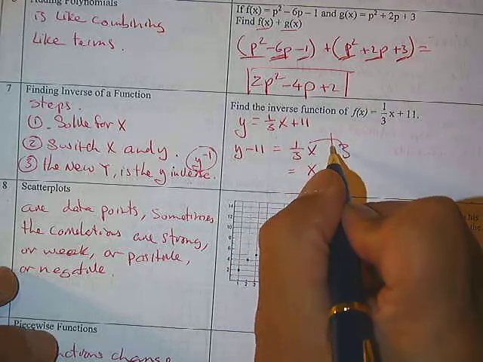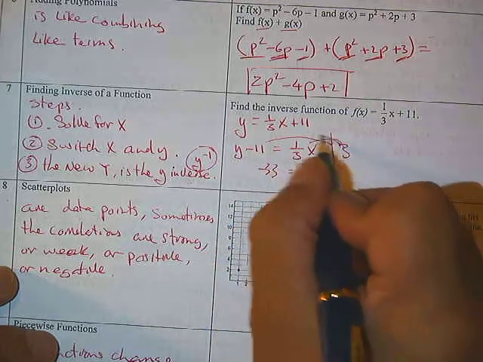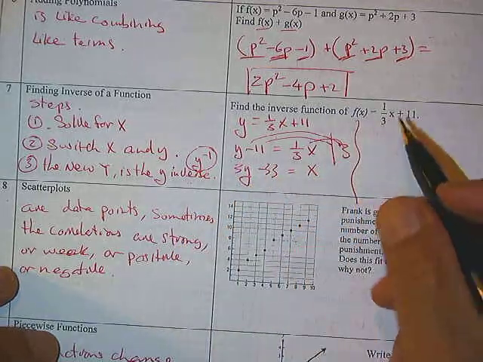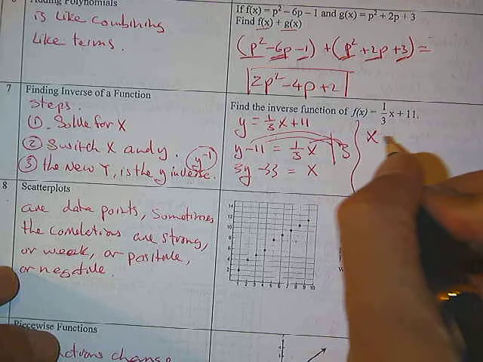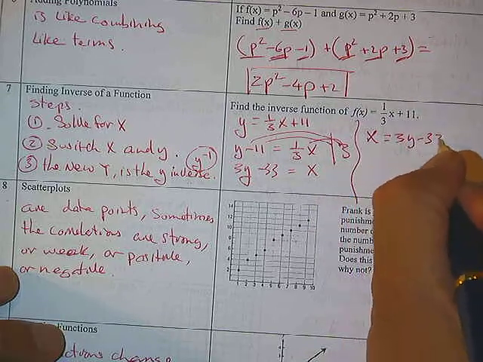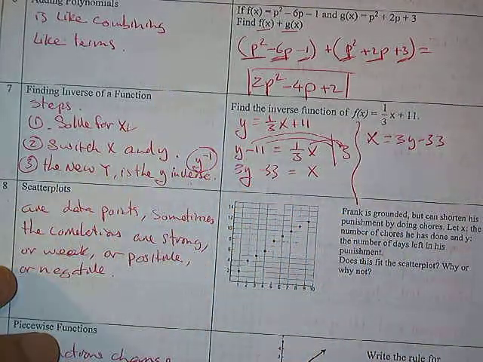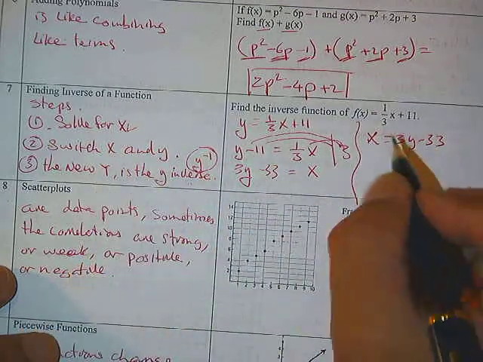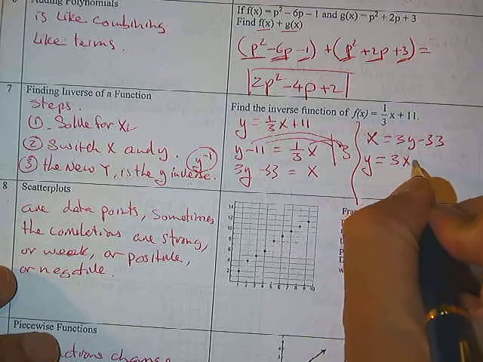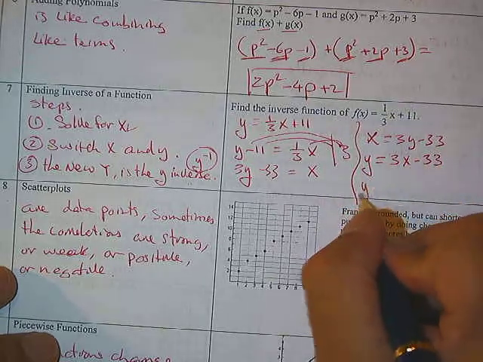And then I want to get the x by itself, so I'm not interested in 1/3, I want to get rid of it, so the inverse of 1/3 is 3, so multiply everything by 3. 3 times that's just going to be 3 over 3, or 1, or 1x. 3 times negative 11, that's going to be negative 33. And 3 times y, that's going to be 3y. So, we did it. Well, I did it. x is equal to 3y minus 33.